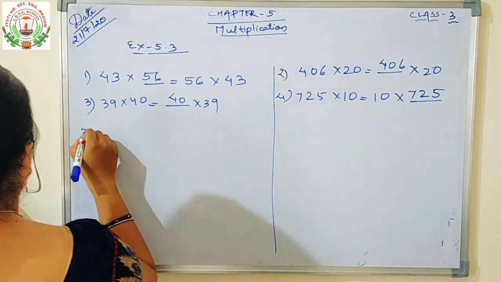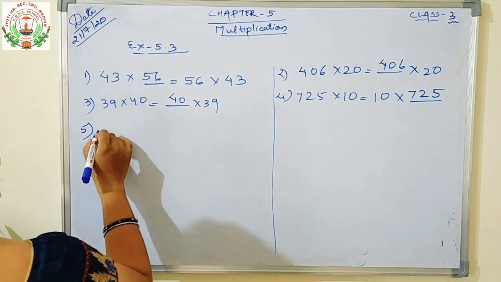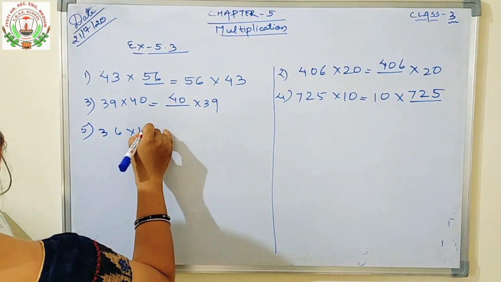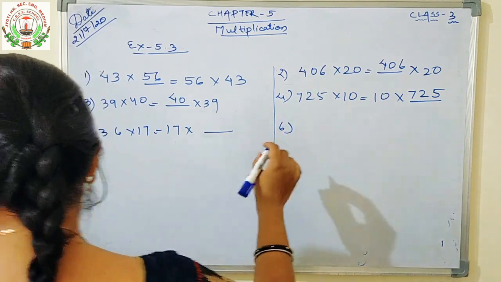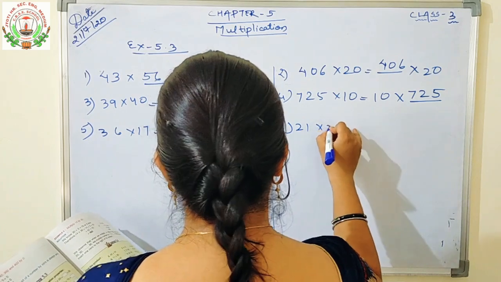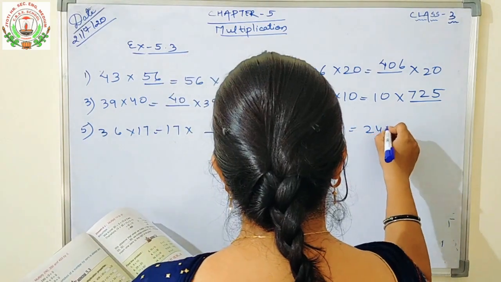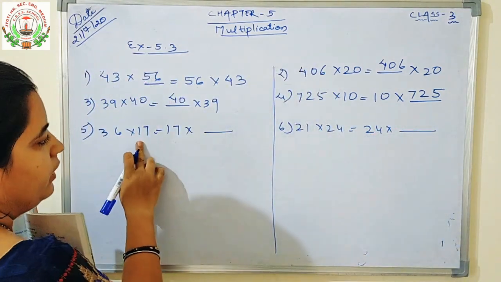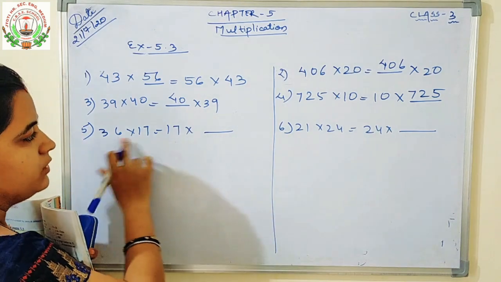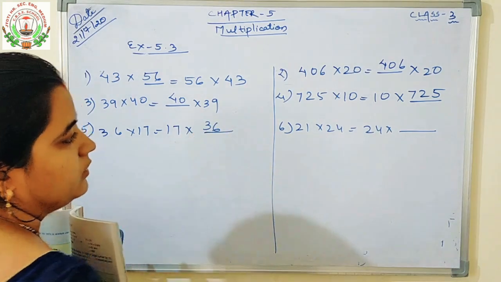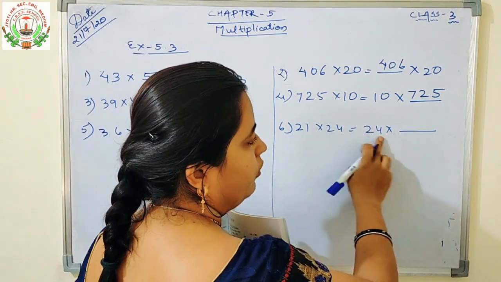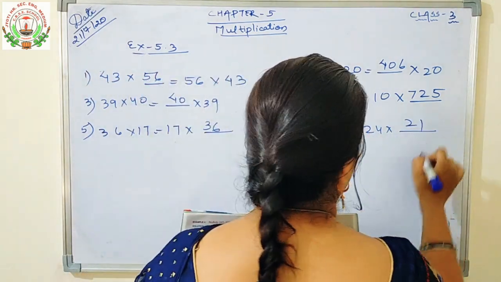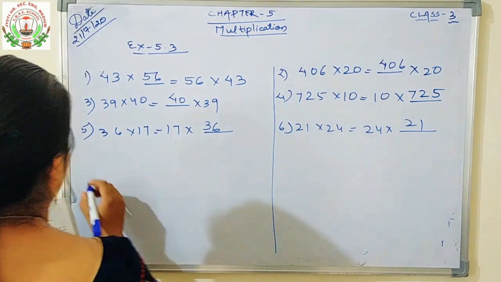725. Number 5. 36 into 17 is equals to 17 into dash. 21 into 24 is equals to 24 into dash. So 17 and 17 is given here, 36, and here will come 36. Here 21 is not given, 24, 24, 21, and we will write here 21.